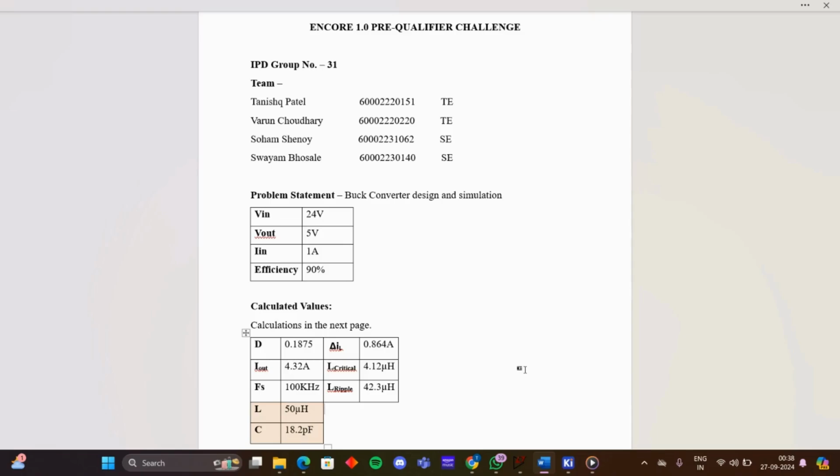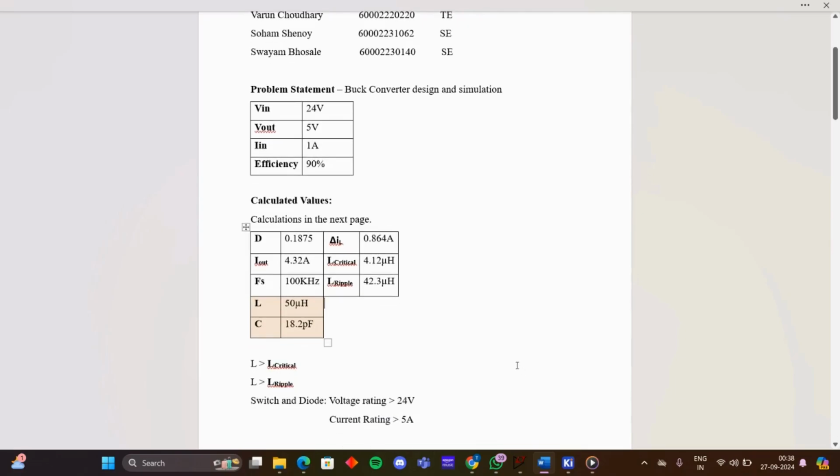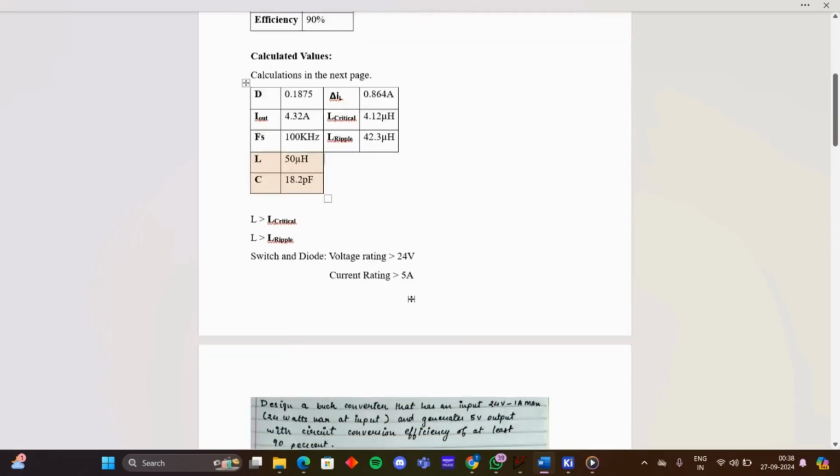Problem statement for the challenge is to design and simulate a buck converter based on the following parameters. Based on the parameters and the design equations for a buck converter, to derive the following values, the calculations for which can be found below.